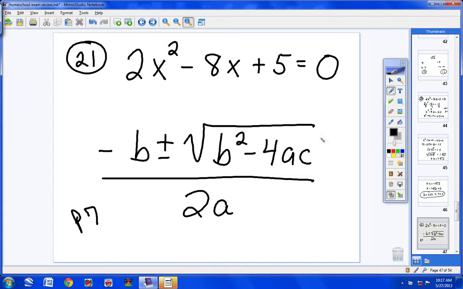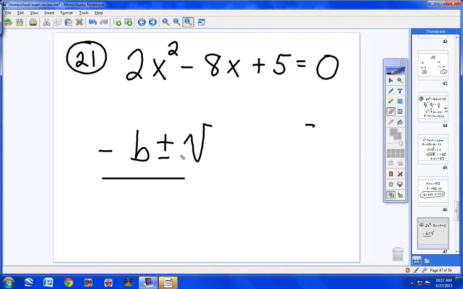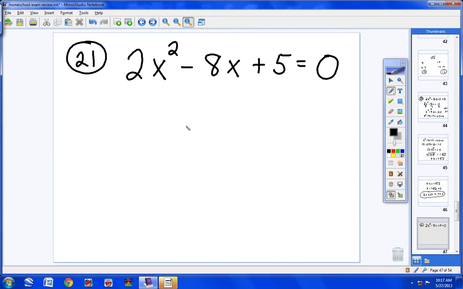By the way, you will find the steps for this on page 7. Page 7. Negative b plus minus the square root of b squared minus 4ac all over 2a. All right. After January 17th, you go to page 7.